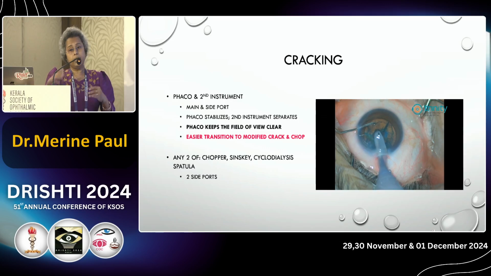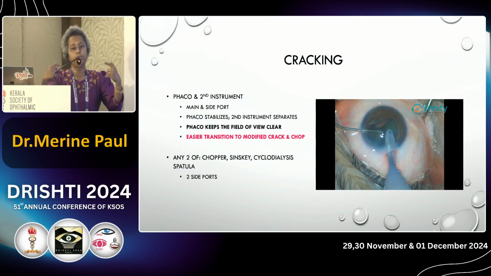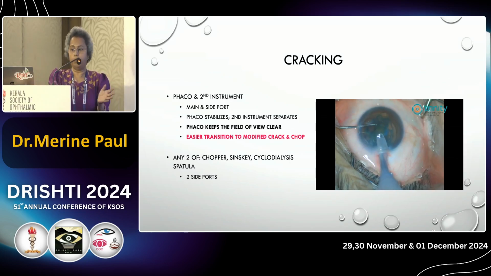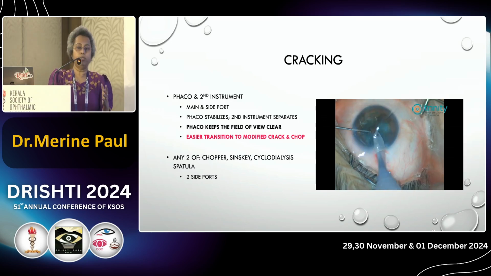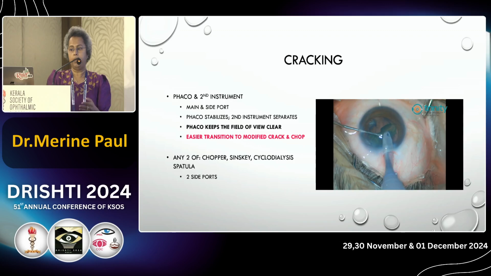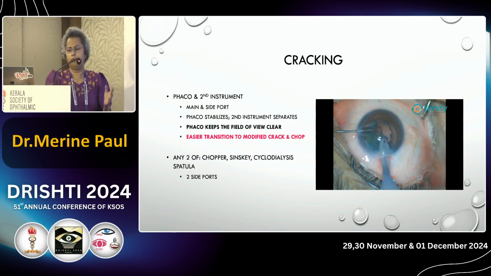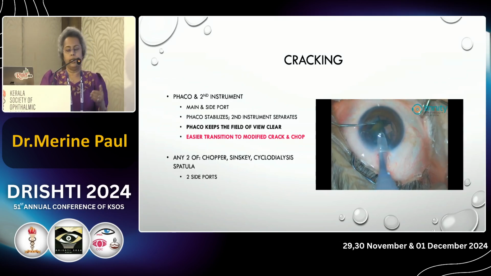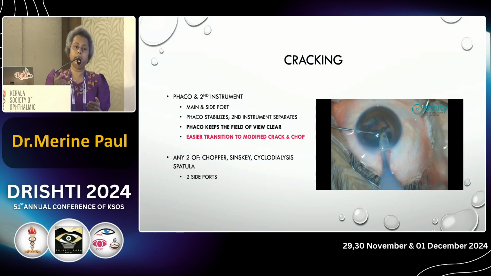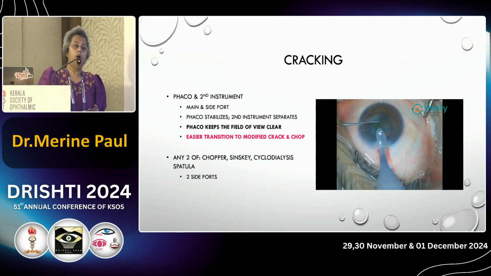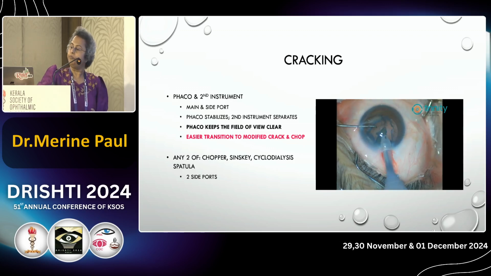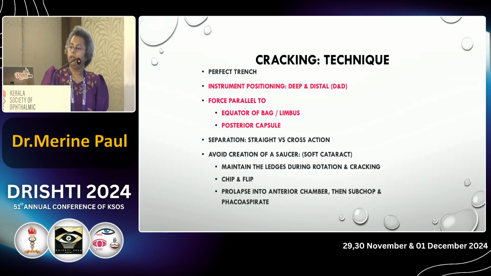There's another technique where you can use two side ports and two choppers, and you can use a Sinsky or a chopper or a cyclodialysis spatula, whatever works for you. That's also another technique, but then you won't get the advantage that I just talked about of having the phaco probe with you. So with the cracking technique, like I said, your trench should be ideal for the hardness of the nucleus.